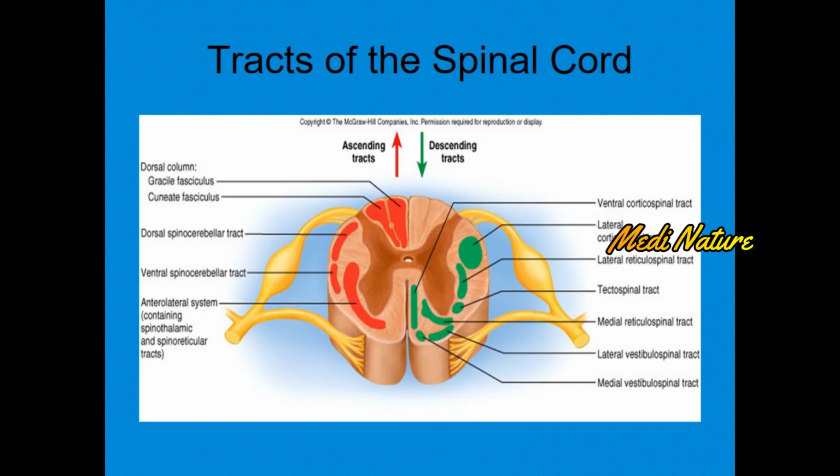In this image you can see how these tracts are arranged in white matter of the spinal cord. And the ascending tracts are shown in red color while the descending tracts are shown in green color.